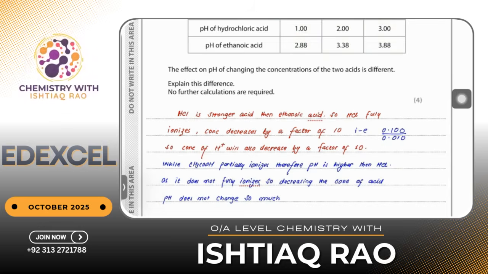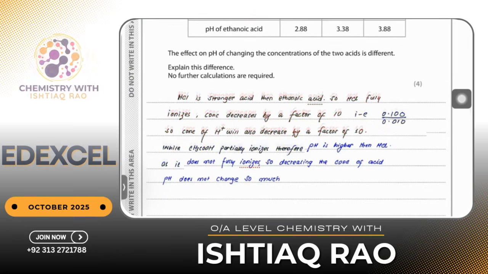So as it does not fully ionize, decreasing the concentration is not having the major effect on the change in pH. You know what's the reason? It's one and only reason: weak acid partially ionizes. So we can say that the mole ratio between acid and H+ ion would not be the same. That's the reason. Okay.